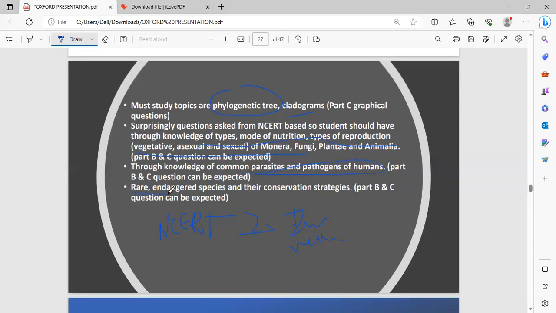And next, rare endangered species and their conservation strategies. Now they are mostly asking questions from this. What are the endangered species and what are the conservation strategies? What are the rare species? Like that, they are frequently asking questions from this topic.